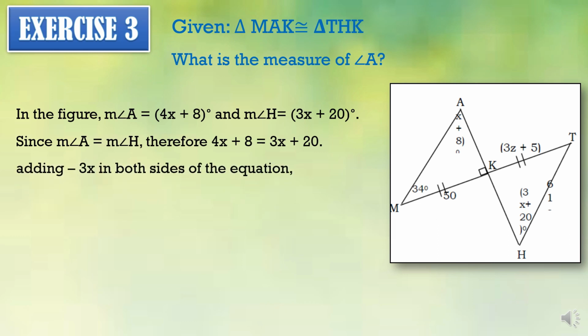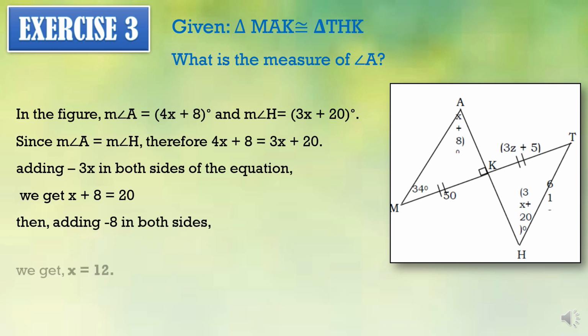Adding negative 3x on both sides of the equation, we get x plus 8 equals 20. Then, adding negative 8 on both sides, we get x equals 12. But still, we don't know yet the measure of angle A. So, we have another slide.